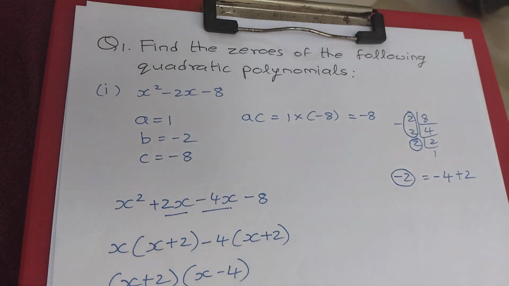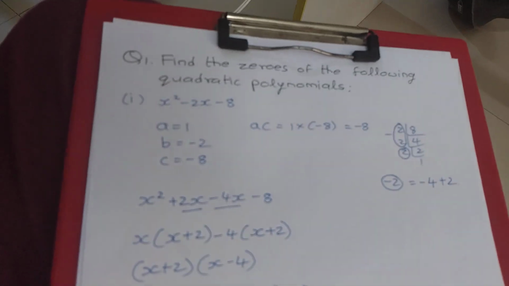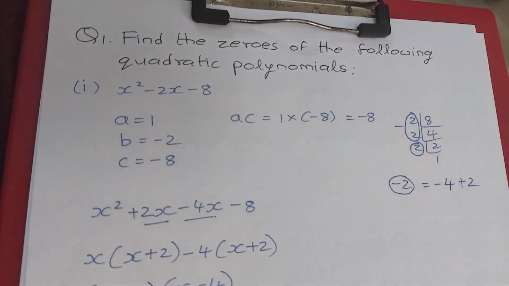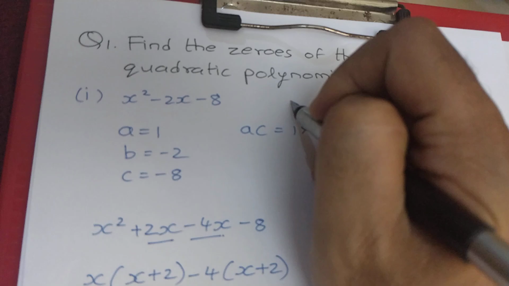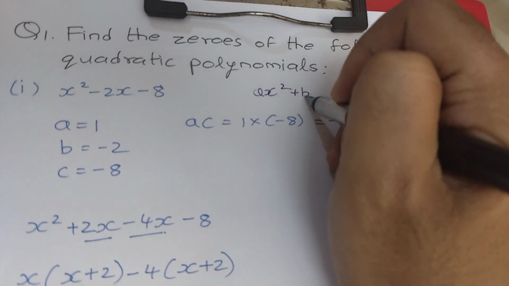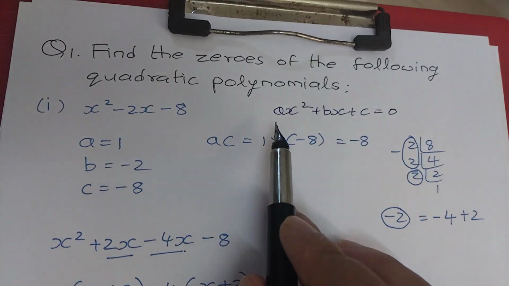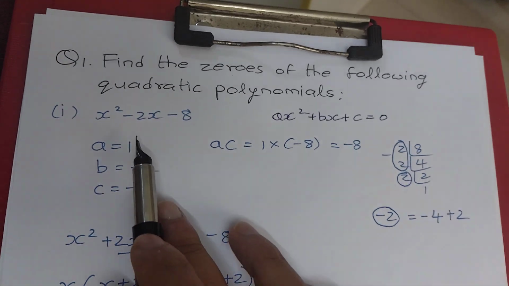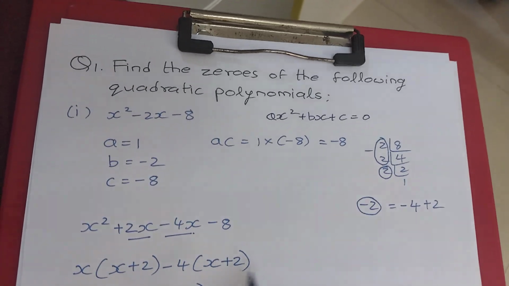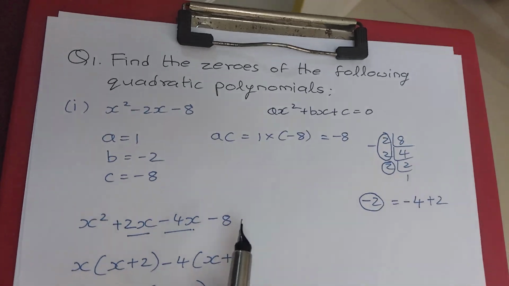Now how do we do that? We first find the coefficients a, b and c of the quadratic polynomial ax square plus bx plus c. So you have the standard form, which is ax square plus bx plus c is equal to 0. So a stands for 1, b stands for -2, c stands for -8. And that's why we have written a is 1, b is -2, c is -8.